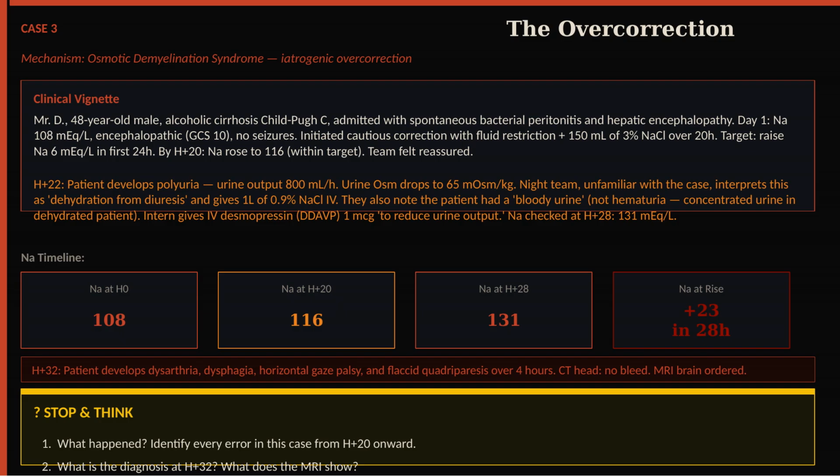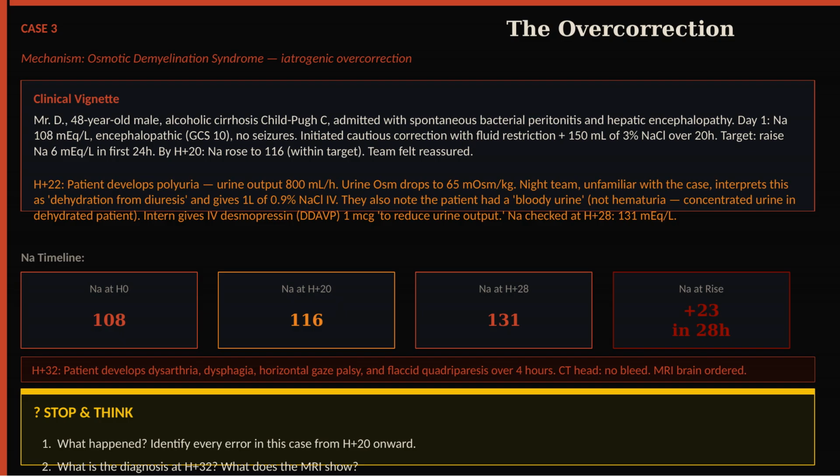Then, at hour 22, he starts pouring out urine, 800 milliliters an hour, and the urine osmolality crashes to 65. The night team, who don't know the case, read this as dehydration and give a liter of normal saline. They also see bloody-looking urine. It's not blood, it's just concentrated. And the intern gives desmopressin to slow the urine down. By hour 28, sodium is 131. That's a 23-point rise in 28 hours against a target of 6.